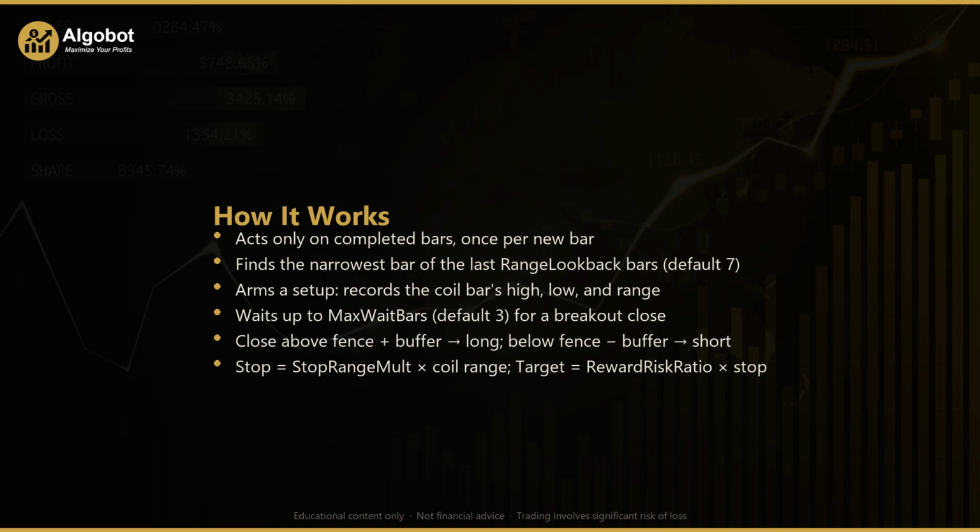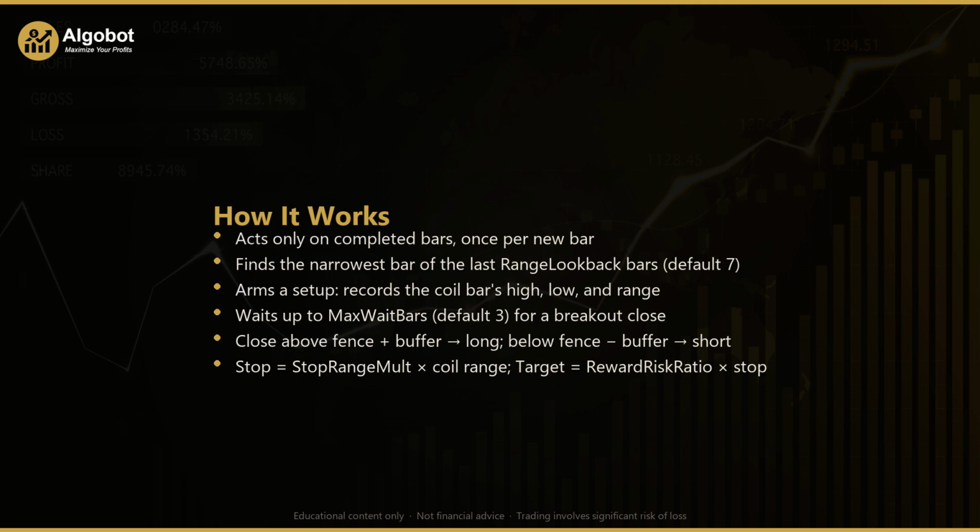Risk management flows directly from the coil itself. The stop loss is placed a multiple of the coil range away from entry, set by StopRangeMultiple, which defaults to 1 full coil range. The take profit is then a reward-to-risk multiple of that stop, controlled by RewardRiskRatio, defaulting to 2. So by default, the strategy risks 1 coil range in order to target 2.